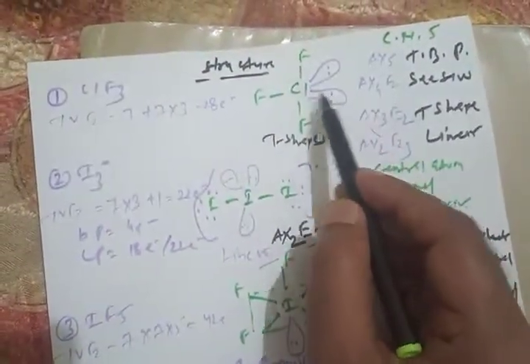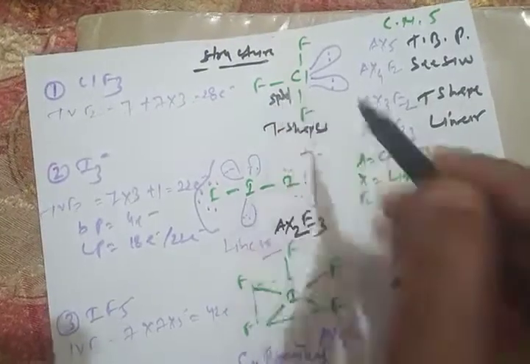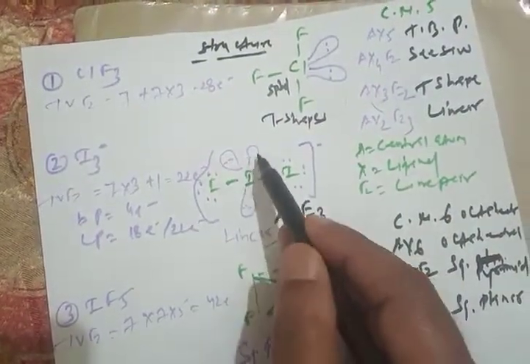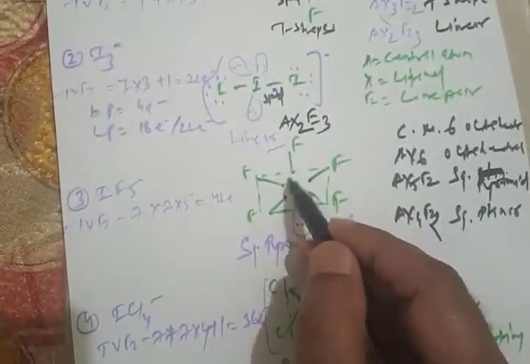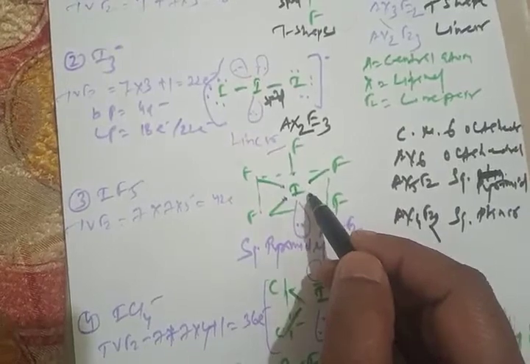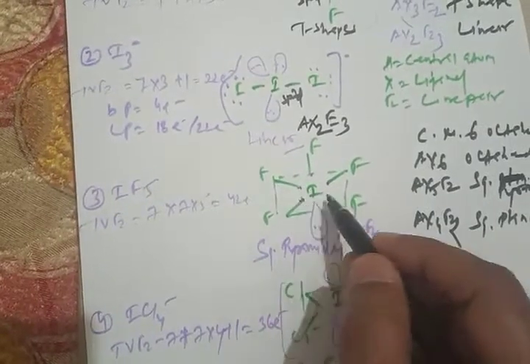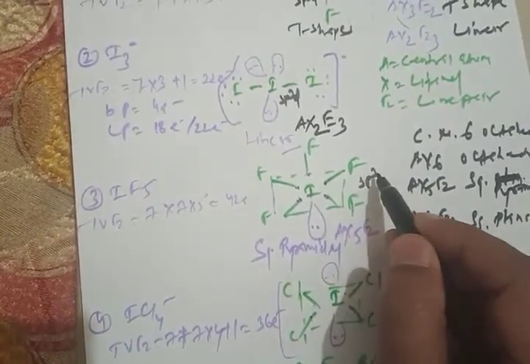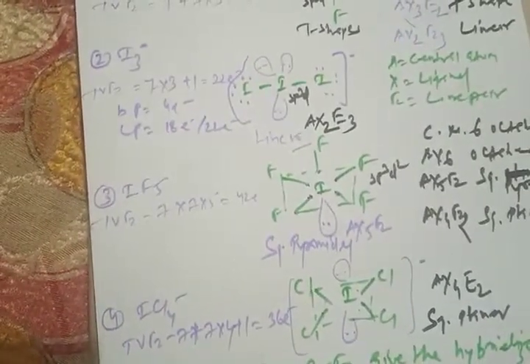Hybridization: if you go for the hybridization, 1, 2, 3, 4, 5 belongs to sp3d. 1, 2, 3, 4, 5, sp3d, 5 coordination number. 1, 2, 3, 1, 2, 3, 4, 5. So this will be 1, 2, 3, 4, 5, 6, sp3d2. So this is how you need to find the hybridization.